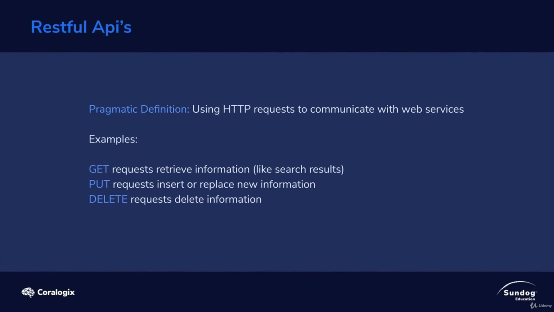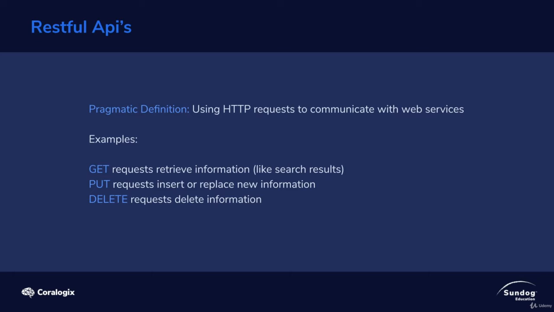So with that, let's talk about RESTful APIs now that we understand HTTP requests. So the really pragmatic, practical definition of a RESTful API is simply that you're using HTTP requests to communicate with your web service of some sort. So because we're communicating with Elasticsearch using HTTP requests and responses, that means that we're basically using a RESTful API. Now there's more to it than that, we'll get to that. But at a very simple level, that's all it means. It sounds fancy, but that's really it.